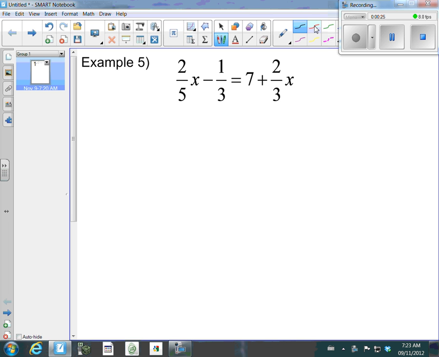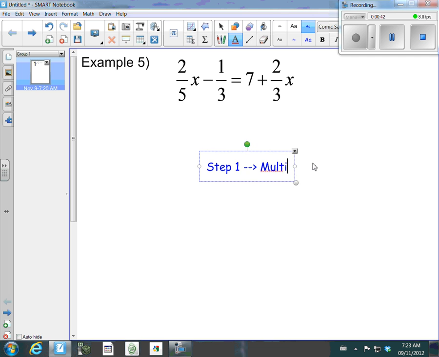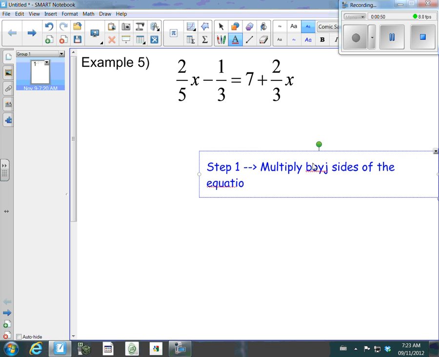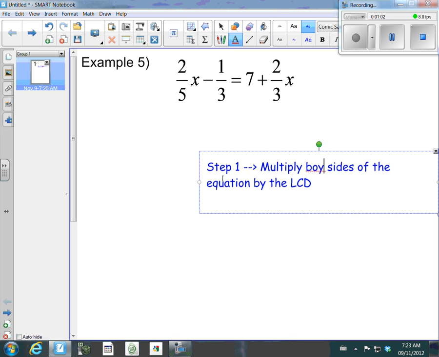Okay, just like the rest of the fraction questions, the previous example with fractions that we did, the first thing you want to do is multiply both sides by the lowest common denominator. So let's write that down. Step 1. Multiply both sides of the equation by the LCD. And if you forget what LCD is, that's the lowest common denominator.